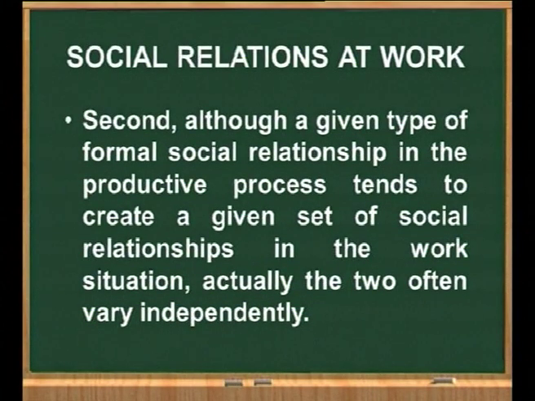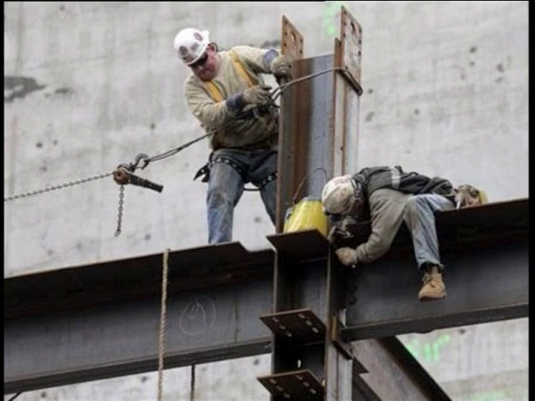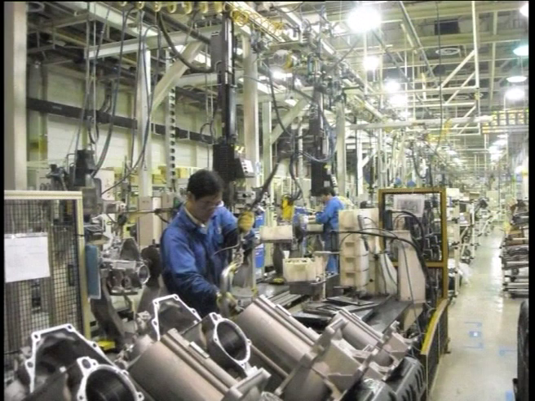Second, although a given type of formal social relationship in the productive process tends to create a given set of social relationships in the work situation, actually the two often vary independently. The social relationships between the men in a steel mill are very different from those between the men on an assembly line. Yet all these workers are subject to the same set of formal social relationships of production.